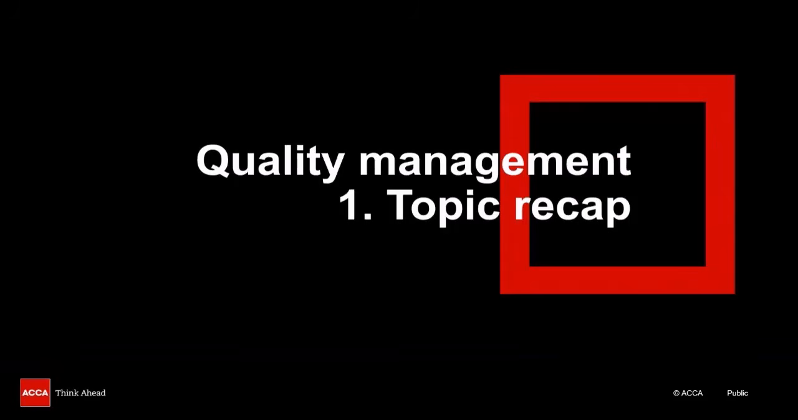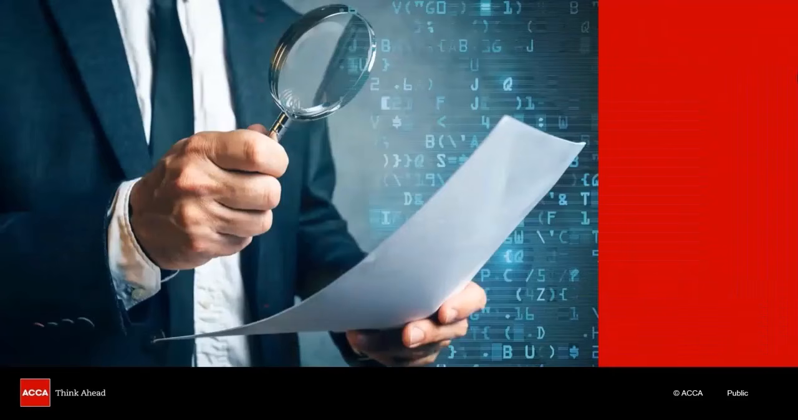So let's start with the topic recap first of all, quality management. Now, it's a relatively simple topic. There isn't that much detail to know, but you do need to understand what a good audit looks like. So a high quality audit, well, it has 3 elements to it. Firstly, it'll be well directed. That means tone at the top.